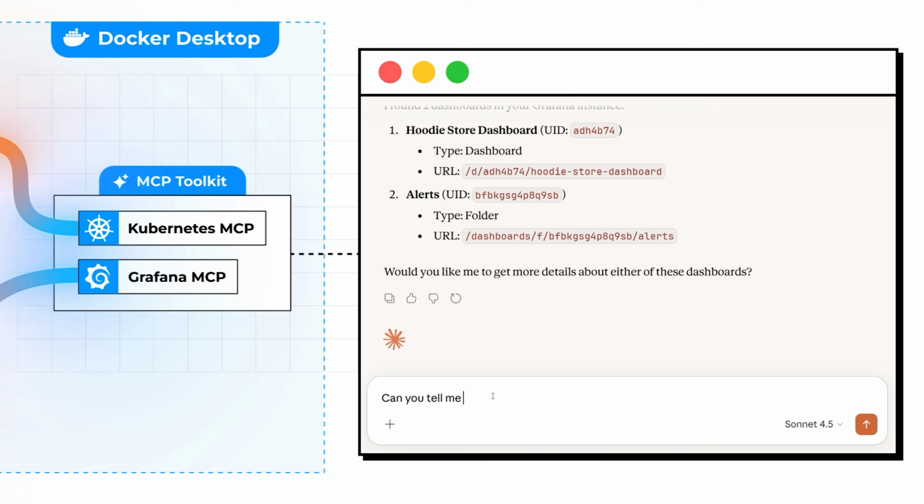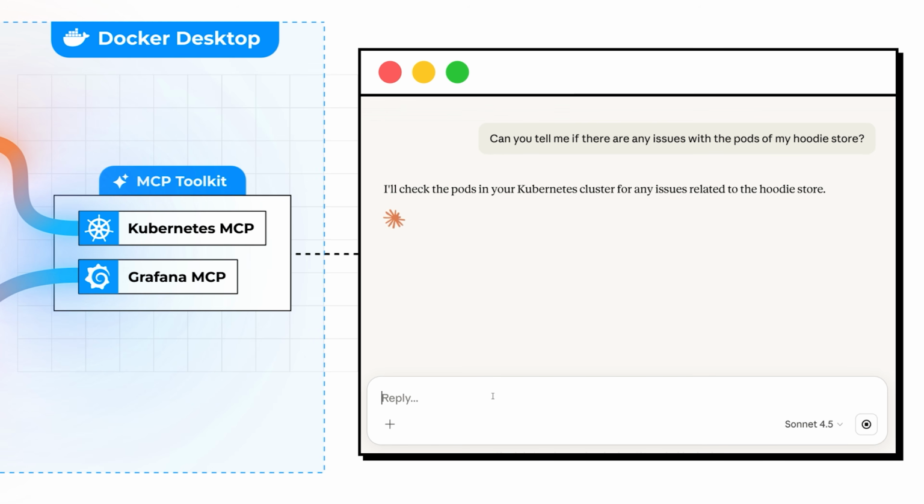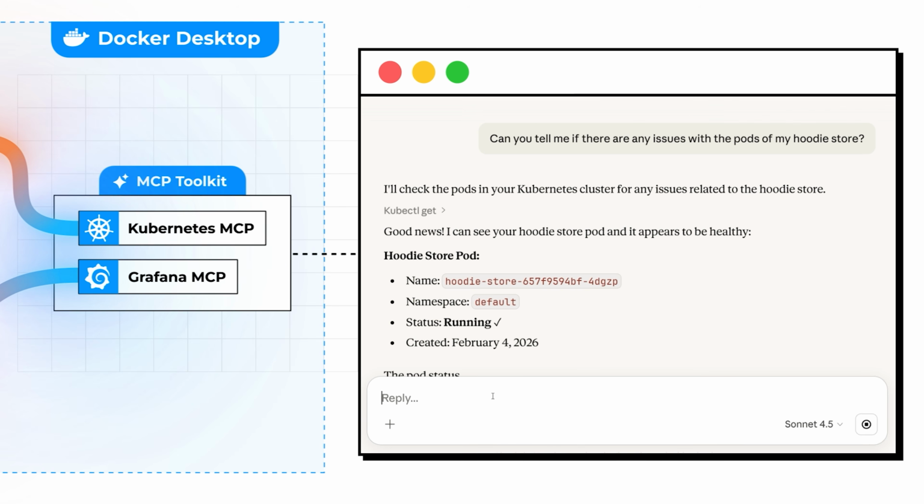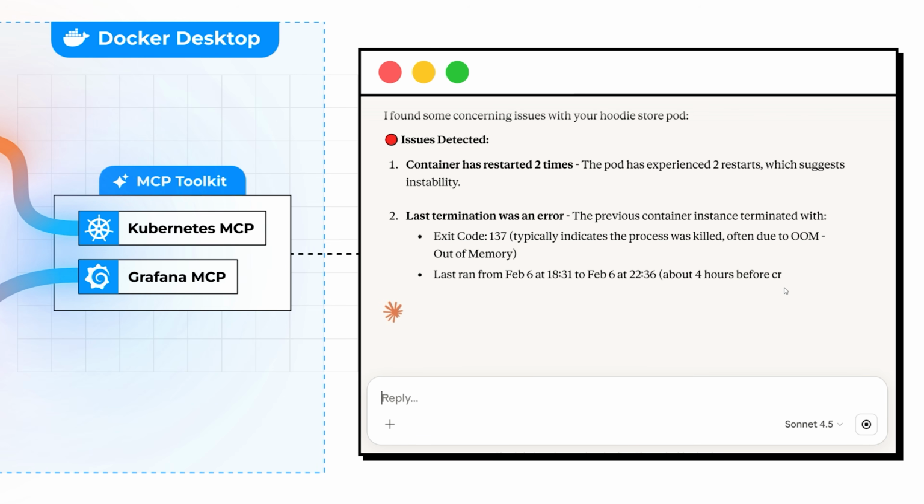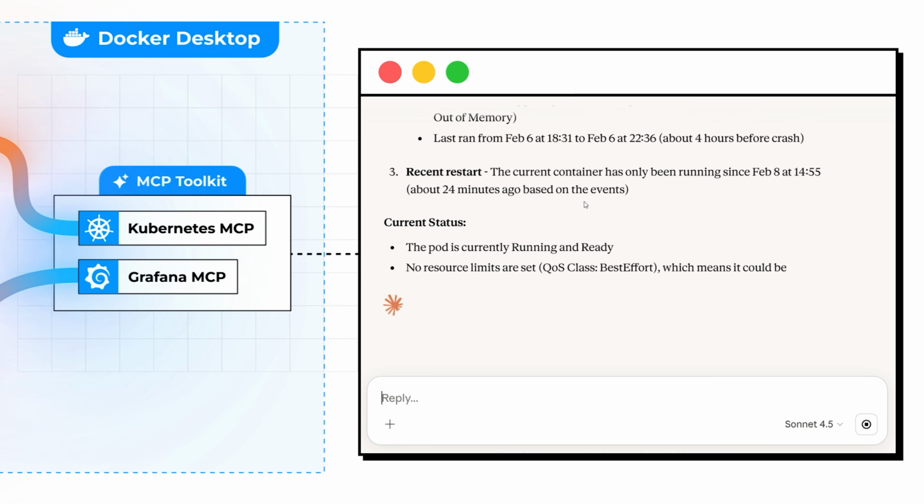And that's pretty cool. Now let's test the Kubernetes MCP server. Can you tell me if there are any issues with the pods of my hoodie store? And we don't even need to tell Claude which MCP server to use. It automatically understands that this is a Kubernetes question and decides which is the best MCP server to use. As we can see, it gathered all the information: the name of the pod, the namespace where it is running, the status, when it was created.